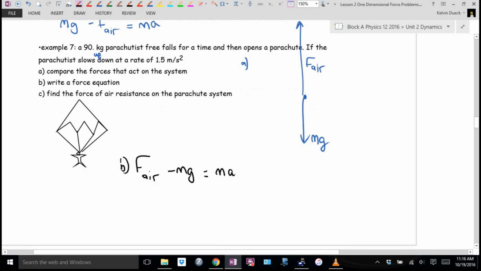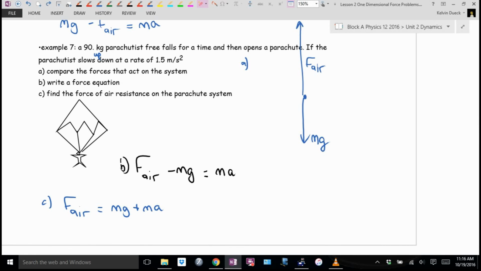What does C want me to find? Oh, get the F air by itself. How would I do that? Yep. Air resistance is going to be mg plus ma, or ma plus mg. Now, terminal velocity is when a is 0. Don't write this down, just watch. There's terminal velocity. When that occurs, that will occur at terminal velocity, whatever the heck that is. Because air resistance, how big it is, does depend on how fast you're traveling.